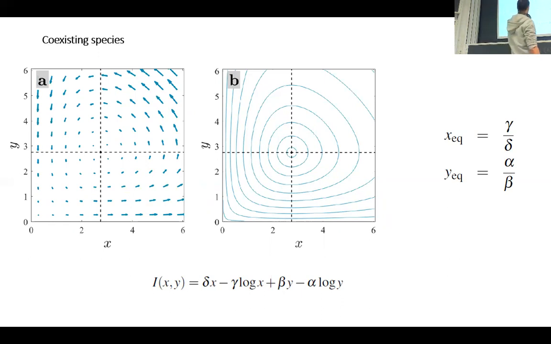Or if I am here, for example, it will increase more the number of predators. So I am going to be rotating around kind of this map. And here what we can also see is that there is a stable equilibrium point that is here for these kind of parameters.